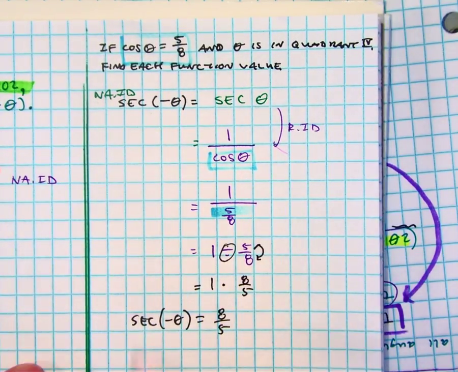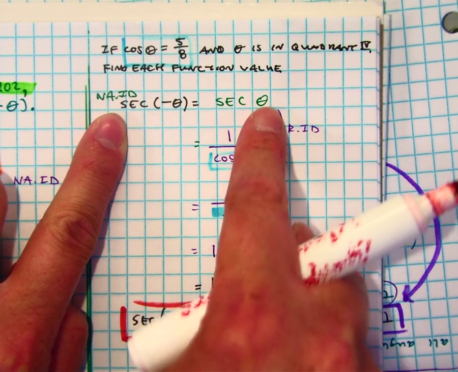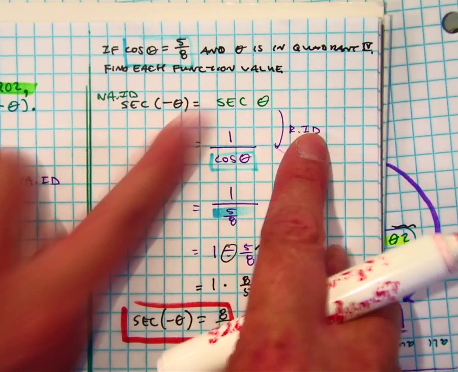Notice in this problem I use two identities. I use a negative angle identity to go from here to there, and then to go from here to here I used a reciprocal identity.